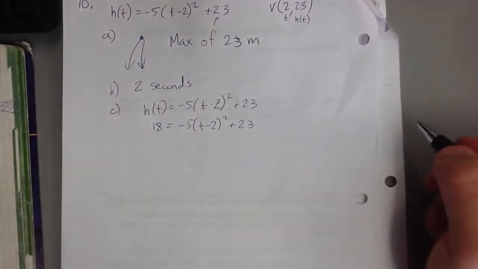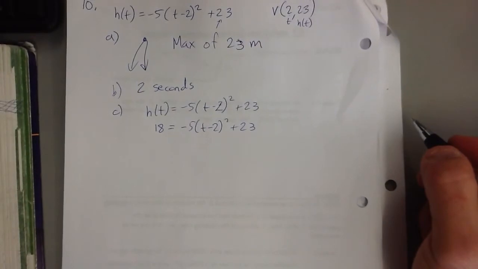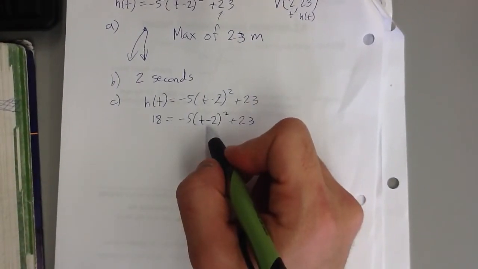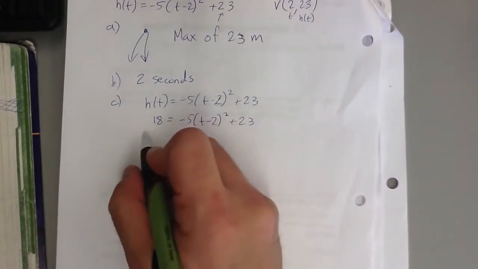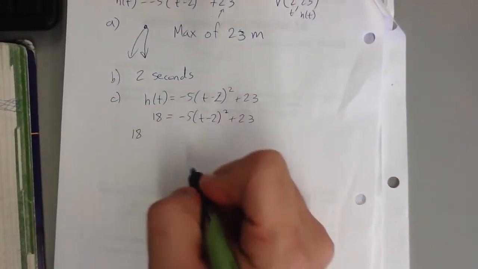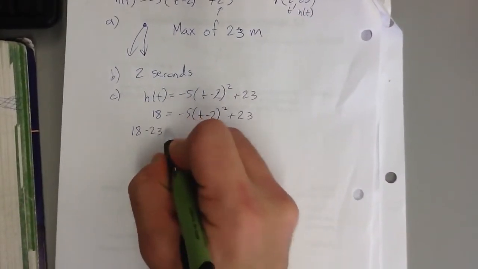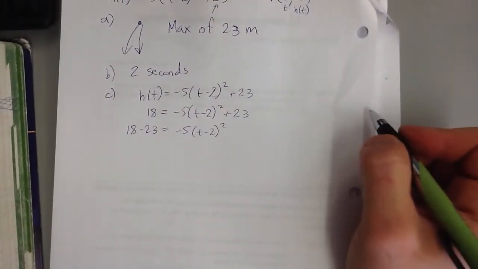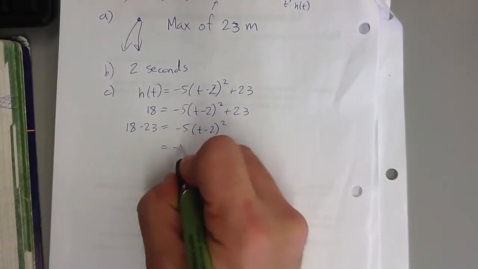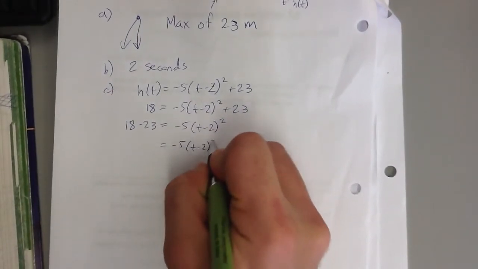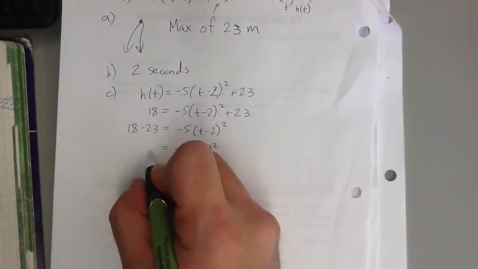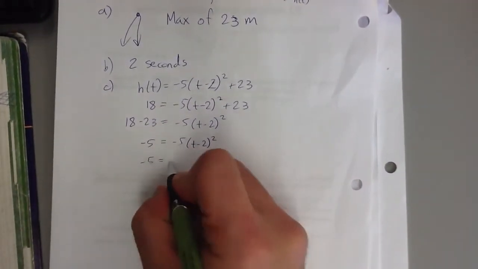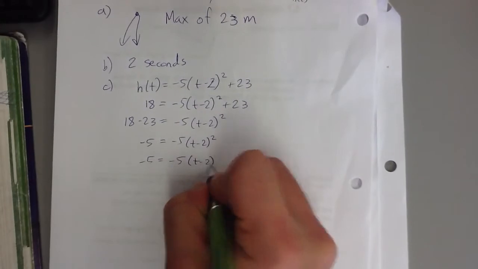And I have to solve this. Now, how do I solve this? Well, I'm going to solve this algebraically, because algebraically I can isolate for t. So I'm going to bring the 23 over to this side. So this will be 18 minus 23 is equal to negative 5 times (t minus 2) all squared. Continuing, this is going to be negative 5 times (t minus 2) all squared, and 18 minus 23 is negative 5. I'm just going to rewrite this. Negative 5 is equal to negative 5 times (t minus 2) all squared.